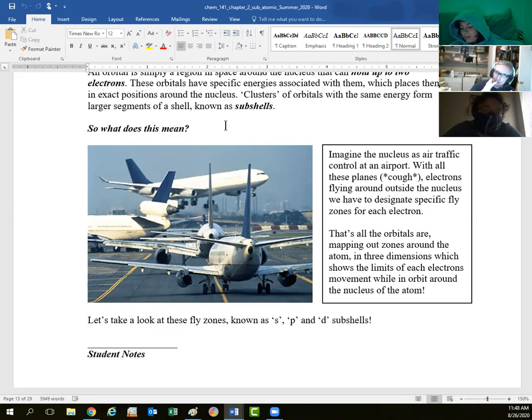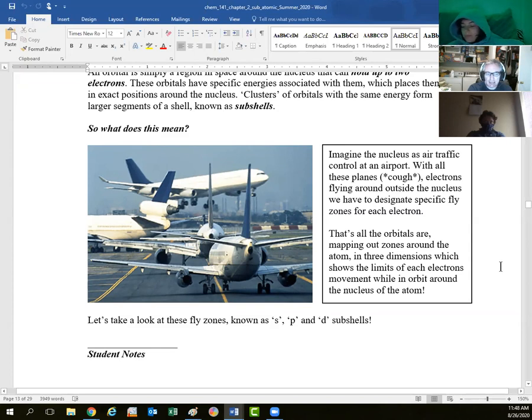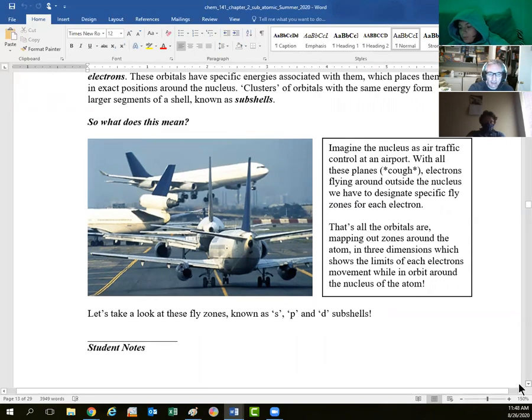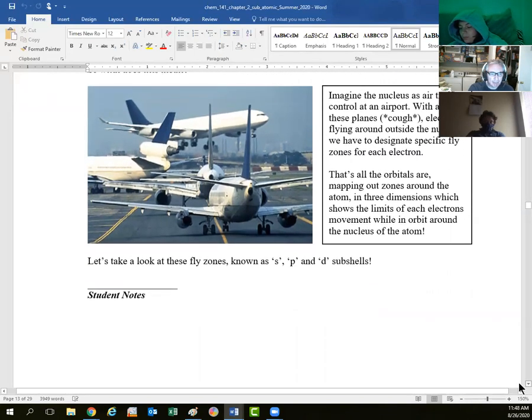So in these little fly zones for the electrons, these little pockets of space are what we call orbitals. Just a fancy name for a pocket of space where we can find a maximum of 2 electrons. A little bit like maybe a landlord having a rule of 2 people in any one bedroom. So these orbitals are areas of space where we find electrons, 2 electrons at a time.